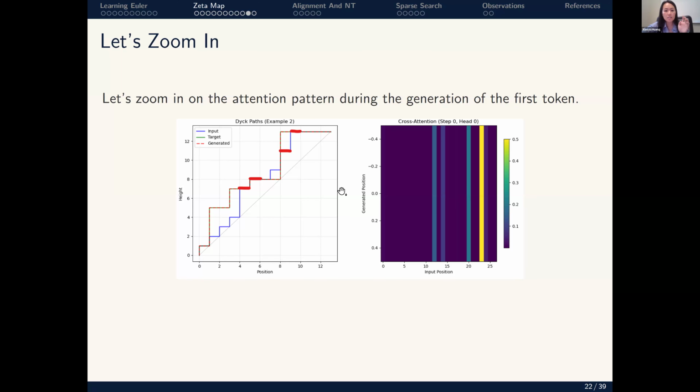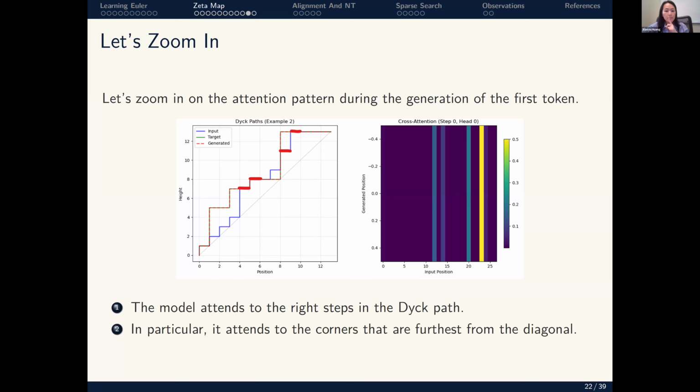One thing you can notice, not hard, is that these are all right steps. But they're not just any right steps, they are corners. And they're not just any corners, they're corners that are furthest away from the diagonal. So two observations: they're all right steps that the model is paying attention to when generating the first token, and they're always the corners furthest away from the diagonal. This was a major hint as we were trying to understand what the model was doing.